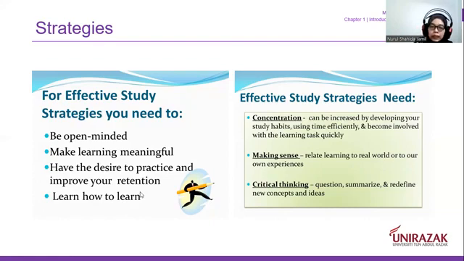Then critical thinking: question, summarizing, redefine new concepts and ideas. Okay, just concentrate, make sense, and critical thinking.